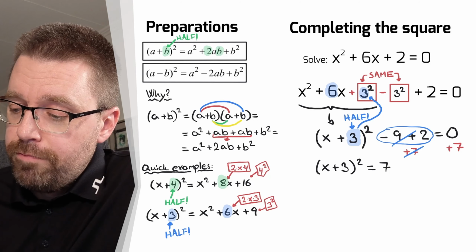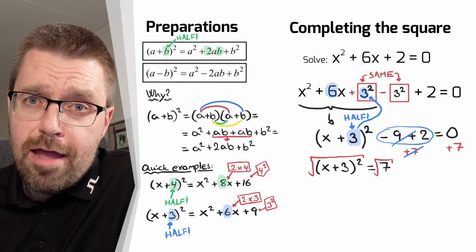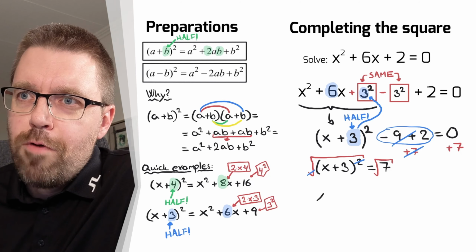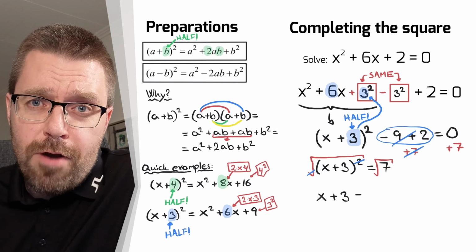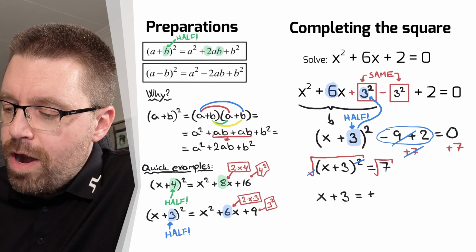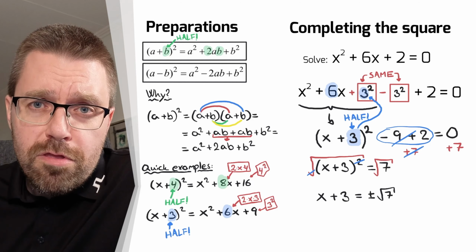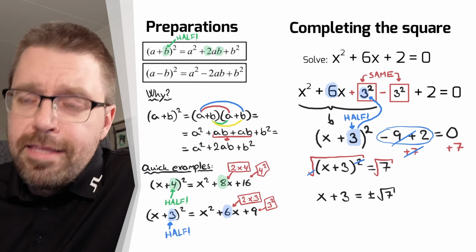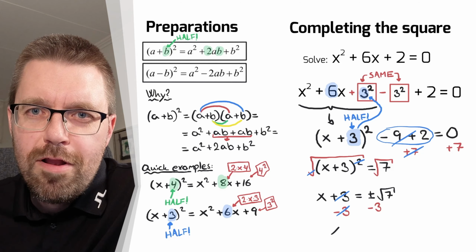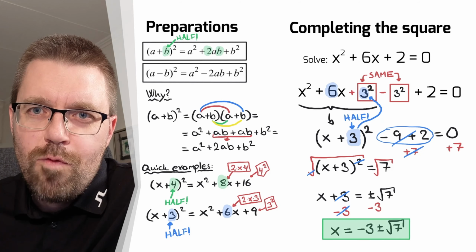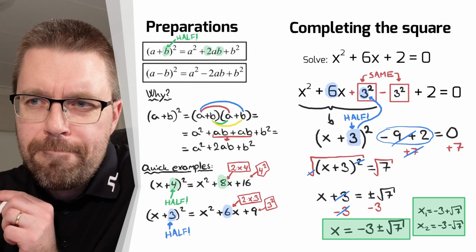You take the inverse to squaring, it's the square root, and you do it on both sides. And then you cancel square root and exponent. You have x plus 3, and then you must write plus minus square root of 7. It's important to get both solutions here. And then you subtract 3 from the left and from the right, and then you have it. x equals minus 3 plus minus square root of 7. And you can, of course, write them separately as well.